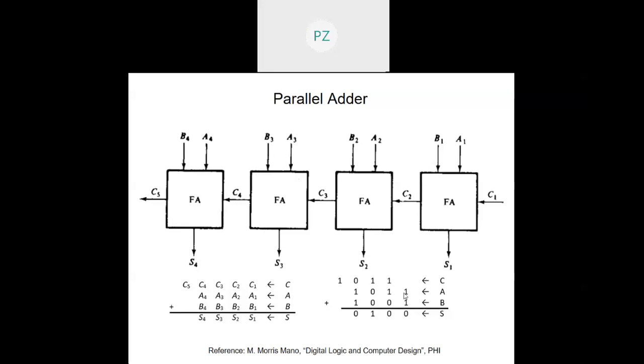Now suppose I give 1 here as A1, this 1 here as A2, this 0 as A3, and this 1 as A4. And I feed 1 as B1, 0 as B2, 0 again as B3, and 1 again as B4. And I give C1 as 0. I must get S1 0, S2 0, S3 1, S4 0, and the carries: C1 I've given 0 anyway, so C2 would be 1, C3 would be 1 again, C4 would be 0, and C5, the final carry, would be 1.